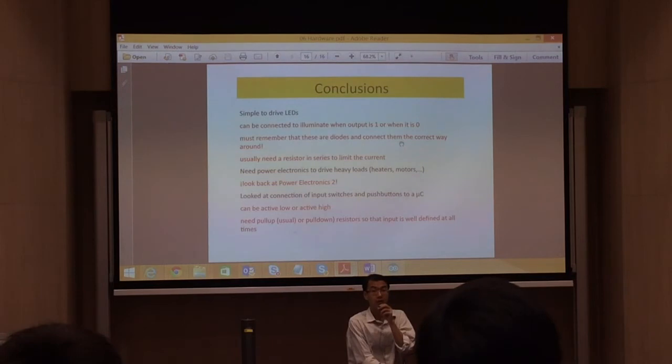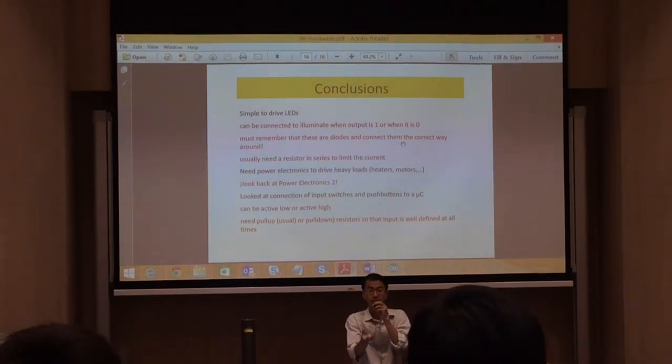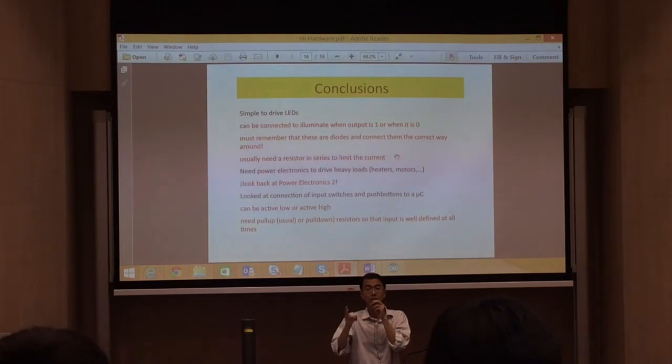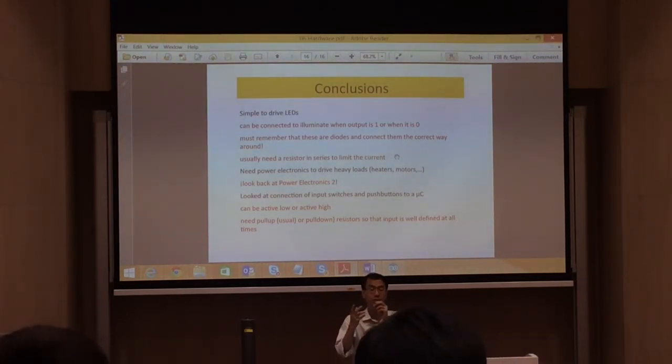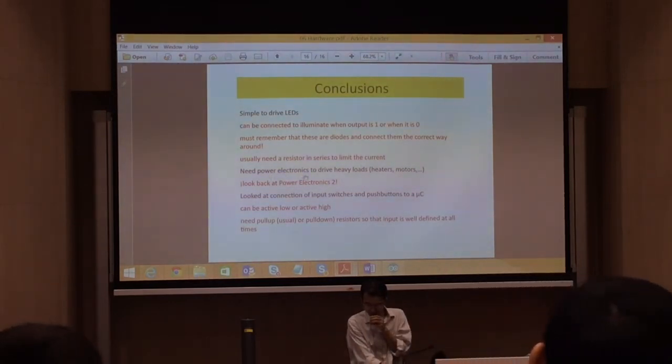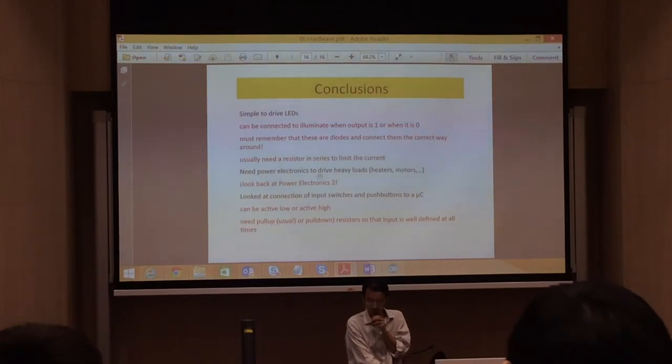And the LED is a diode, just remember. So the direction matters. If you connect it this way or that way, they are different. And you need a series resistor to limit the current. The turn-on voltage for the LED is about 2 volts, and the current for reasonable brightness is about 3 milliamps, so you need some series resistance to limit the current. If you want to drive heavy loads, for example heaters, motors, etc., you need power electronics.